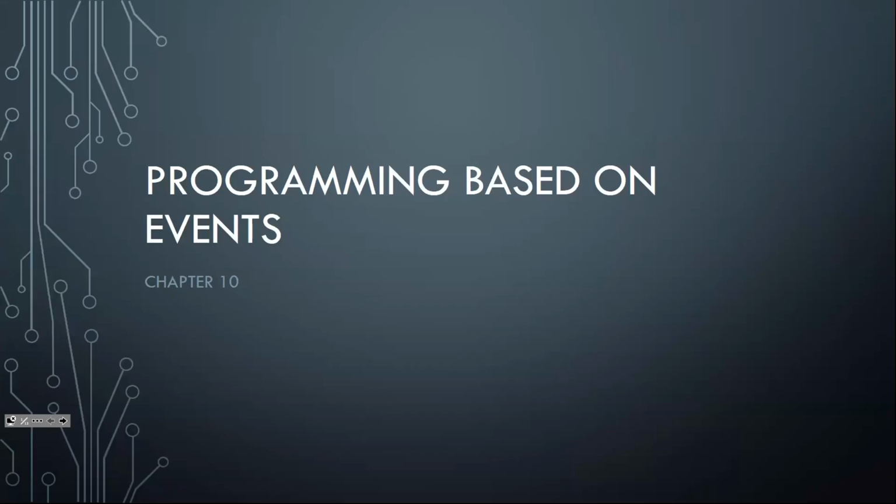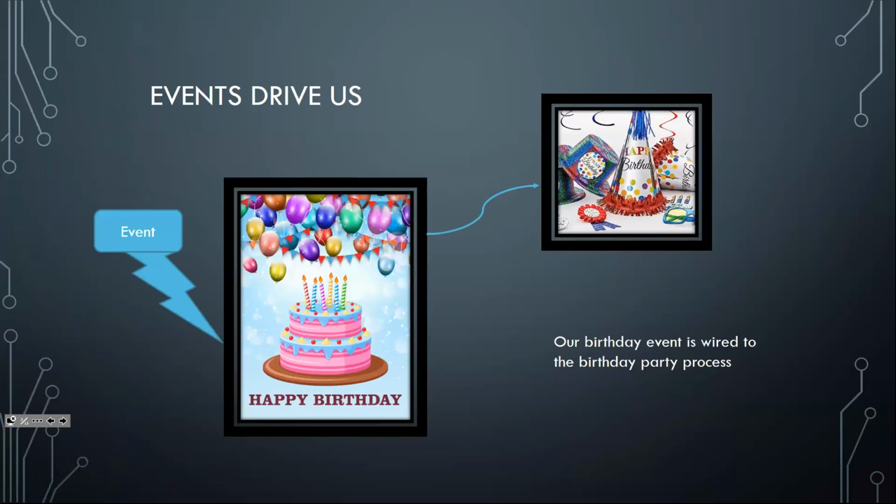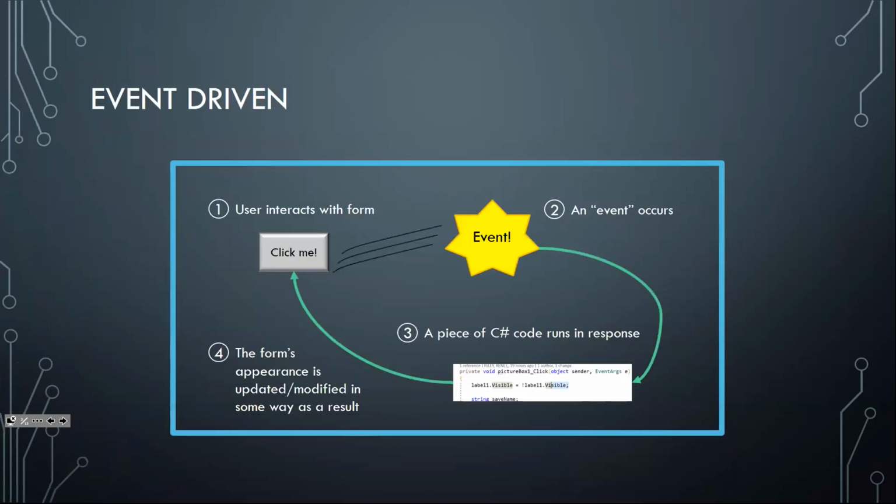Let's look at our programming based on events. This is really quick. We are all used to events, right? Events drive us. I would forget all of my events if I didn't have my calendar on my phone to remind me. So if I have an event, I place that event in my calendar so that I can be reminded. And then when the event actually happens, we can think of it as being wired to that birthday party process. We're ready to have a party.